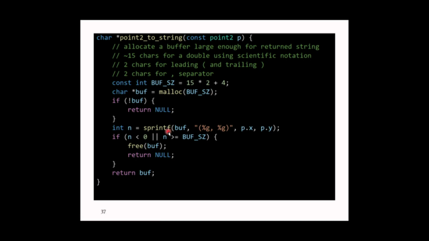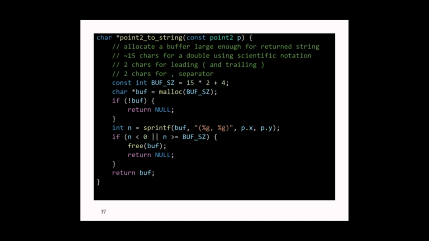Buff is short for buffer, which is a common name for a generic array in C. So it works exactly the same way as printf, except you also tell it what string you want to print into. So %g is going to try to convert p.x, the x coordinate of p, into a floating point string using the g conversion. And then this second %g will try to convert p.y into a floating point string using the g conversion.